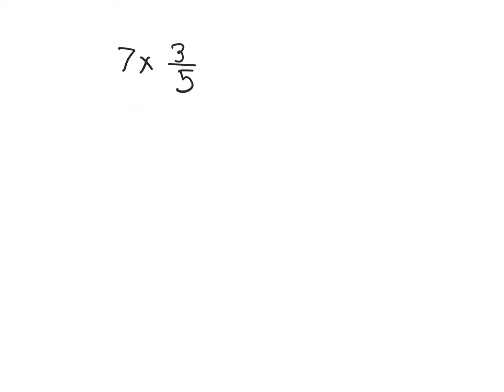We'll look at one more example. 7 times 3/5. It's a little bit bigger of a one, and that's okay. I'm going to think about 7 times 3, and I'm going to keep my denominator of 5. 7 times 3 is 21, with 5 as my denominator, and I turn 21/5 into a mixed number. This is where, if you can think of division, it would be very helpful: 21 divided by 5.